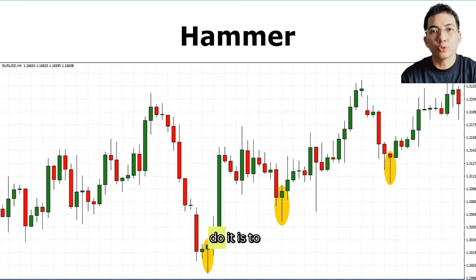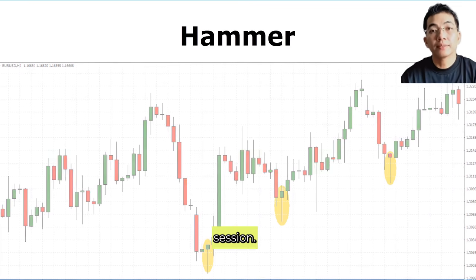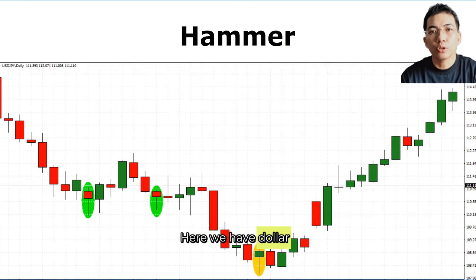The best way to do it is to identify a hammer and then switch to a lower time frame to check what happened over the session. Here we have dollar Japanese yen on a daily chart. We can see 3 hammers. The first 2 highlighted in green didn't really have success.